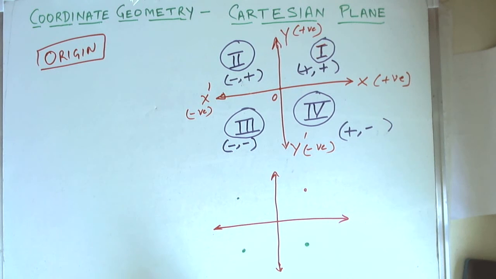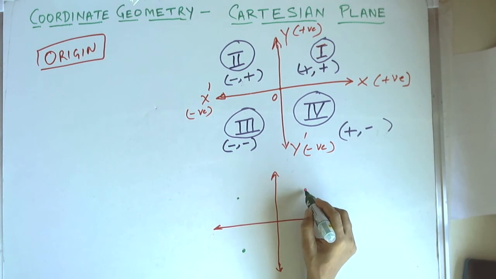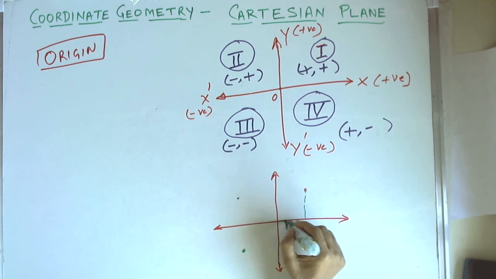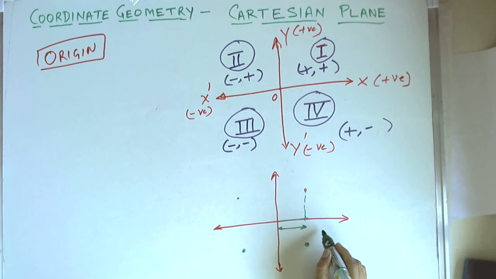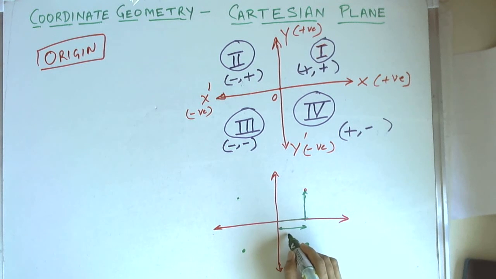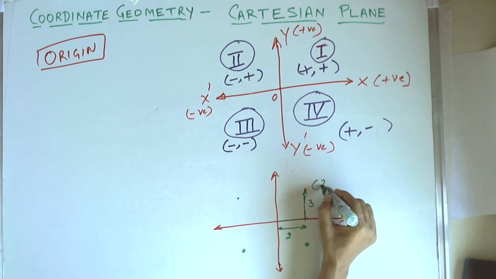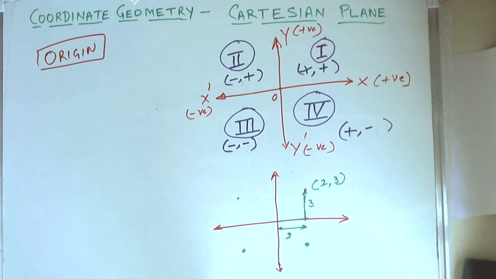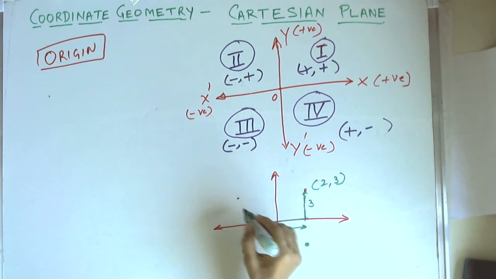Now when we say a point, we have learnt in the earlier video, we call the coordinates of this point. First we move in the x direction and then we move in the y direction. Suppose we move in the x direction 2 units and in the y direction 3 units, then the coordinates of this point are called 2, 3. So by convention x coordinate is written first. So this is 2, 3.